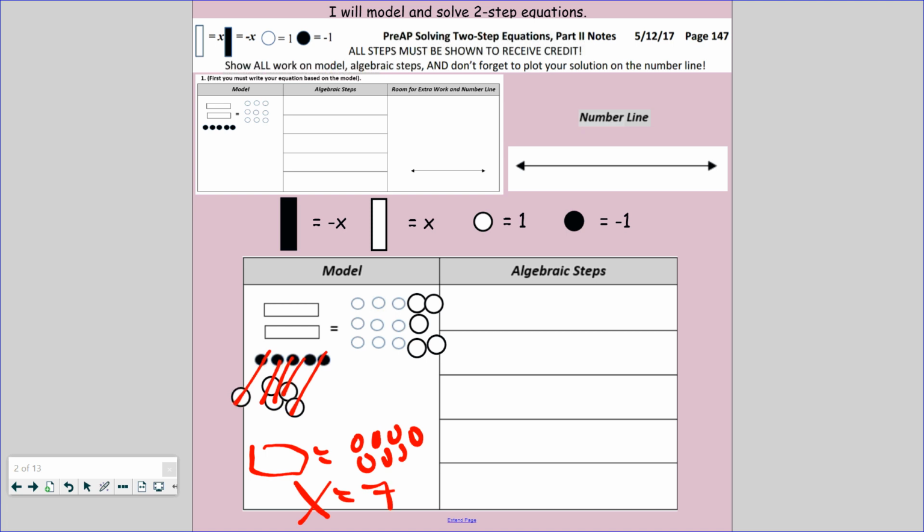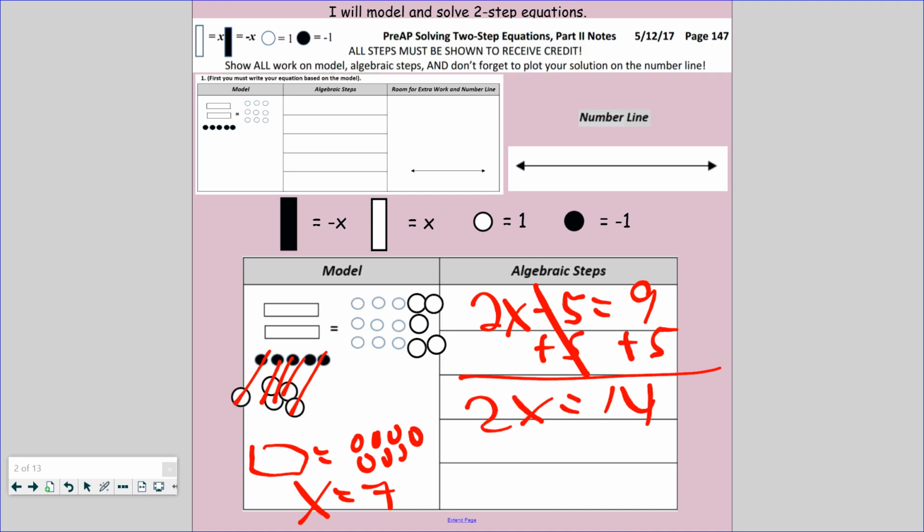So let's write the equation. The equation was 2x minus 5 equals 9. That was our sum. So we need to add 5 on both sides. Now we need to cancel out 0 pairs and simplify this. 2x equals 14. I have 14 positives. How many x's are there? 2 x's. I need to divide these 14 positives into two groups. This cancels out. x equals 7.